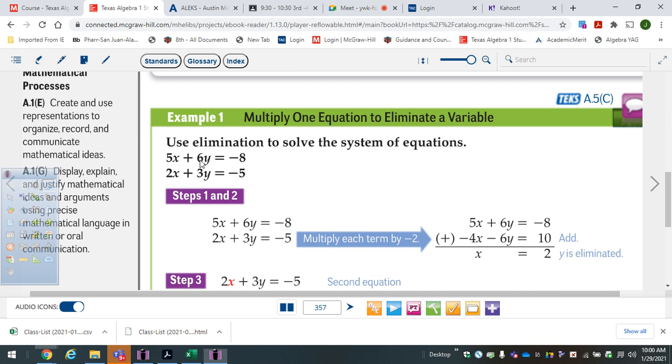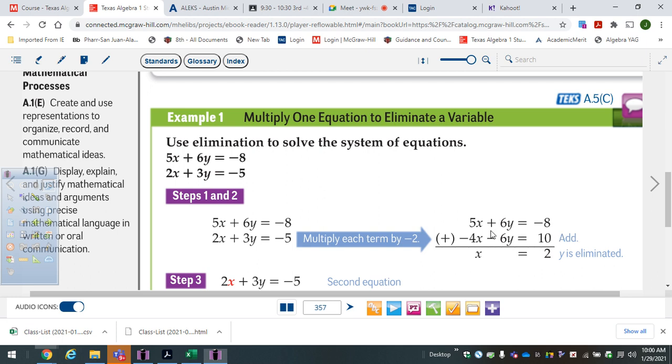What do you mean? Well, that's 6y, and you see how 6 is a multiple of 3, and 3 will multiply by something to give you 6. What if I multiply this one by a -2? And that would be a -6y here, right? So that's what we're going to do. We take that second one, multiply it by a -2, and it becomes this.